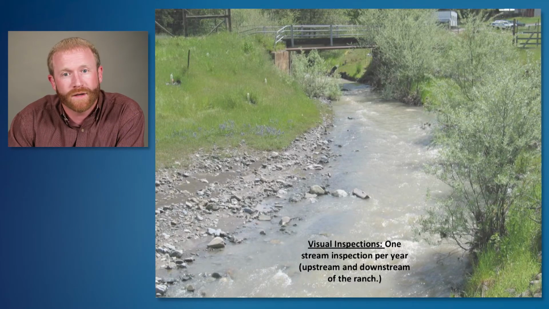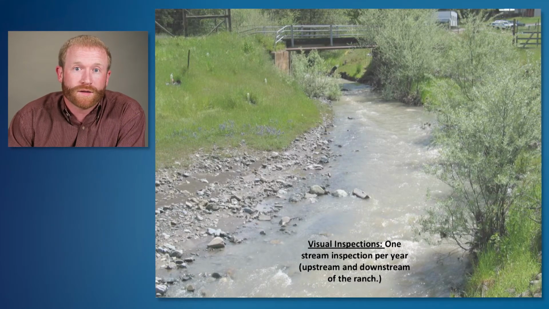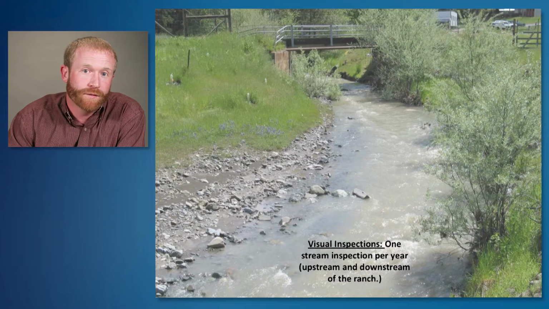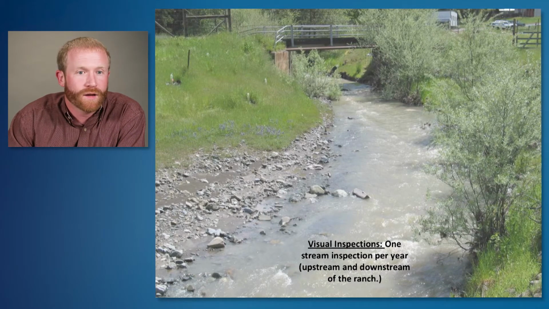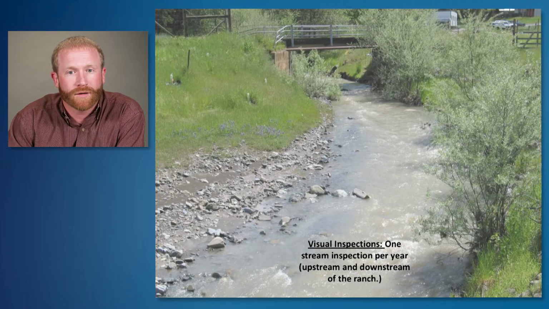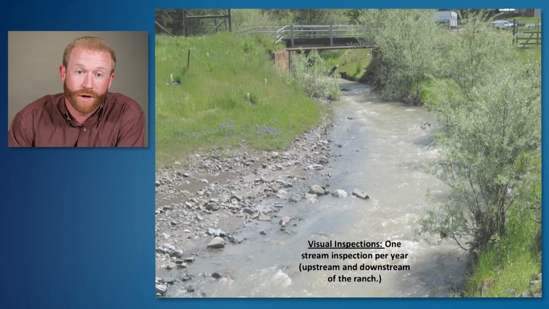And I think it's important that the ranch manager, or whoever is doing these observations and taking notes, records what the condition is both above the ranch and below the ranch, to indicate: is the problem occurring on the ranch, or is it a greater problem throughout the watershed?